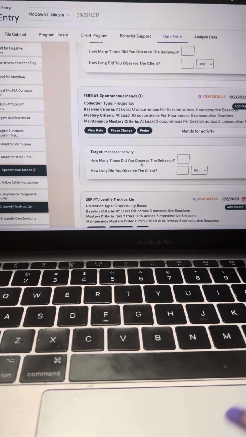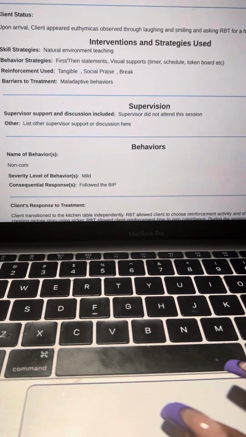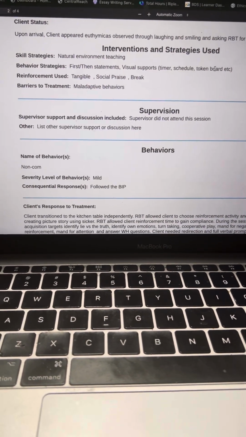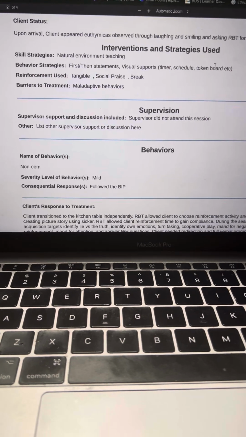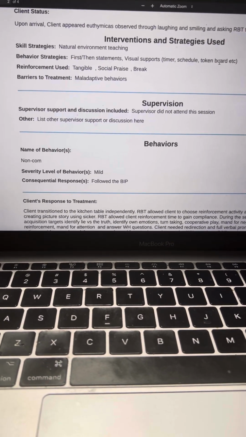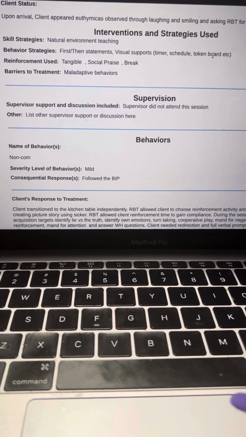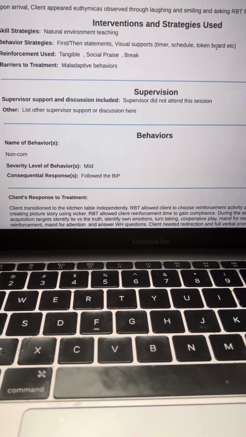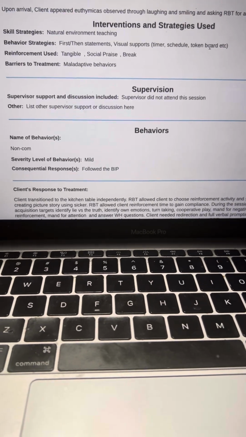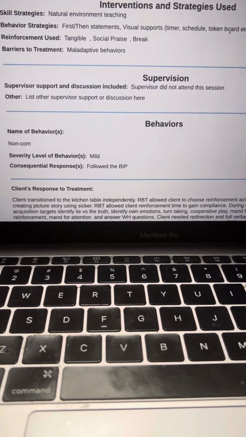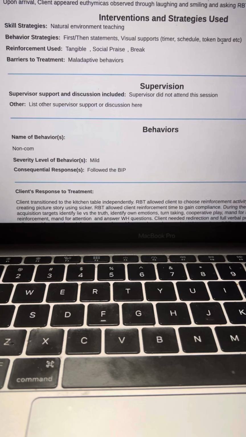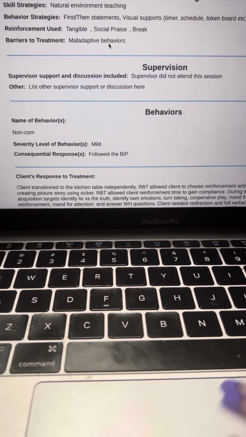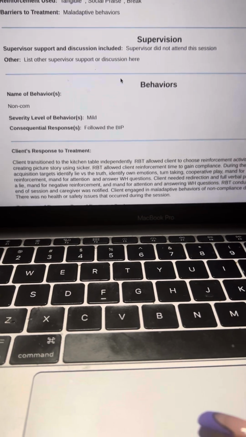Then when the session is over, I go and make a note. I complete a note. So this is her note from that session. Skills, strategies, natural environmental teaching. I use antecedent strategies. I use first-then statements, visual support, timers, schedule, token board, reinforcement use, tangible, social praise, break, barriers to treatment, which is her maladaptive behaviors of non-compliance.